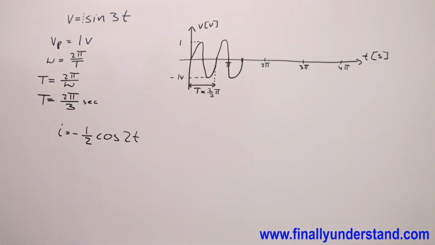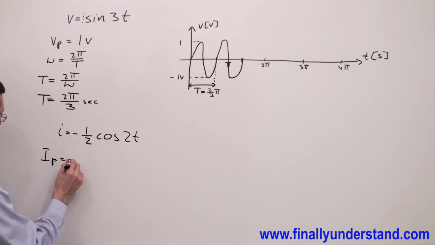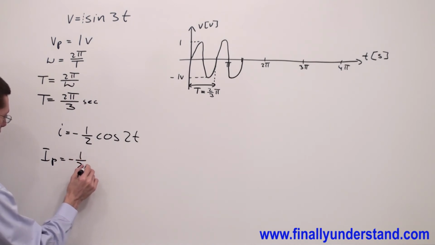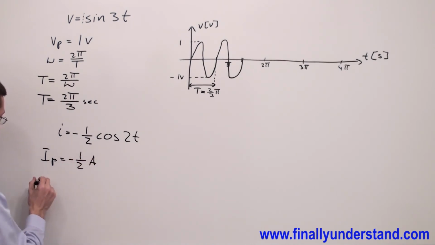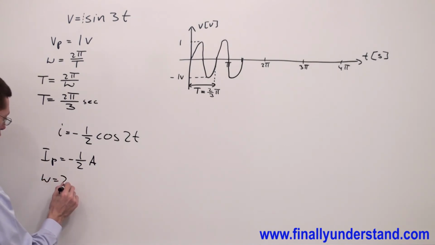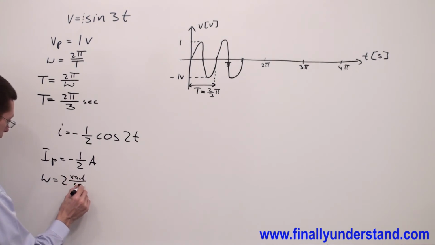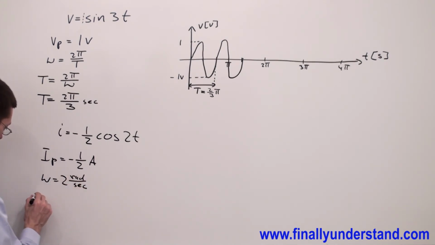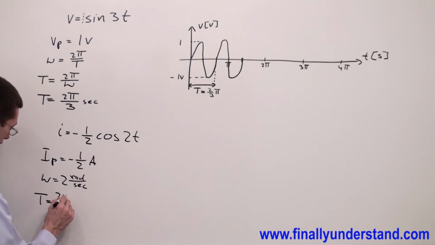Let's take a look at the second example. This time we have a cosine wave, and this is my peak value. So this I peak is equal to minus 1/2 amp. My omega is equal to 2 radians per second. Period is equal to 2 pi over omega.